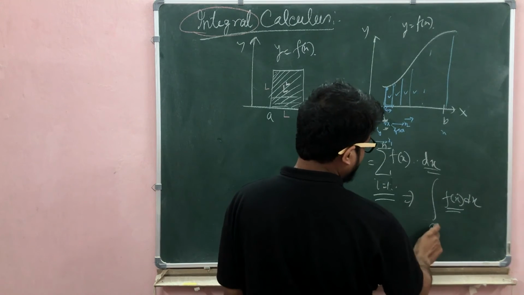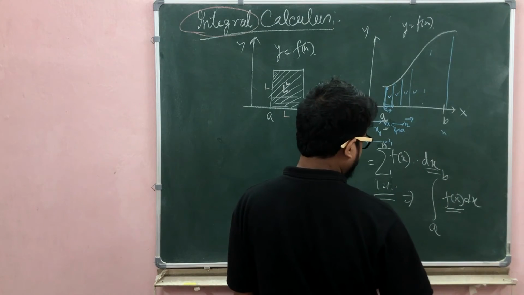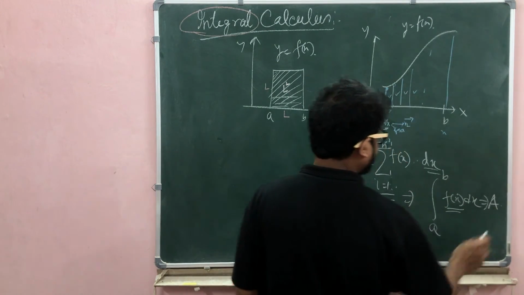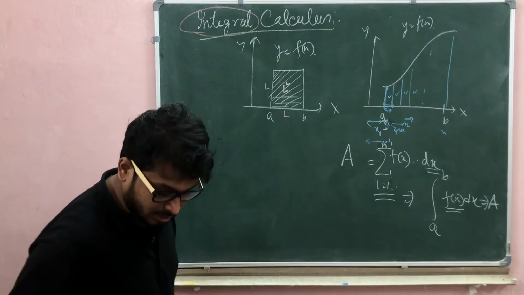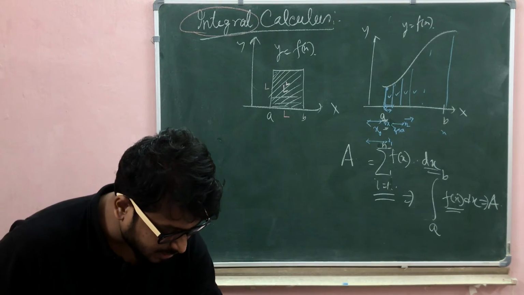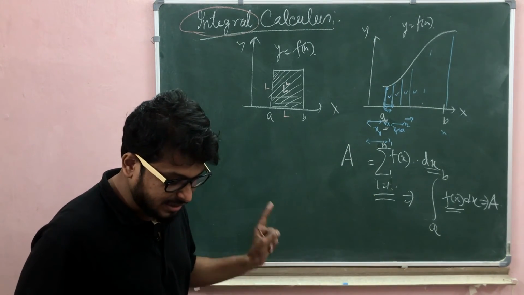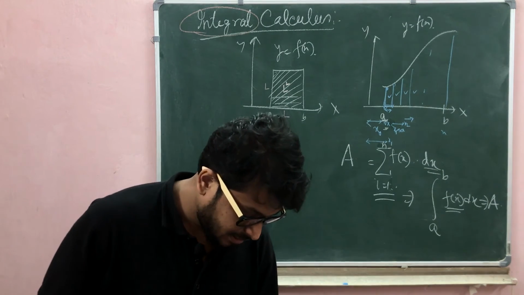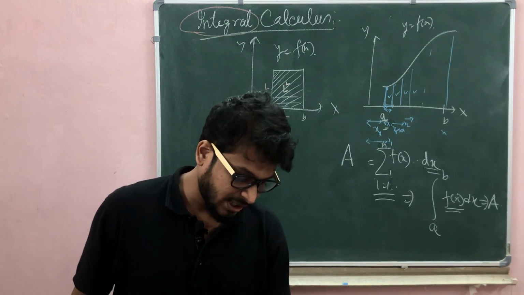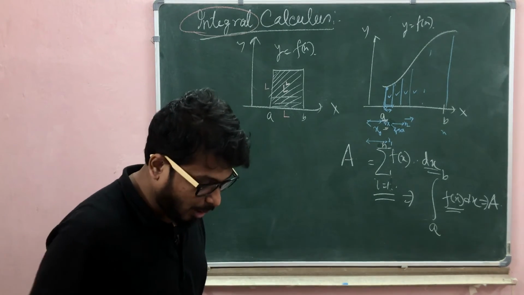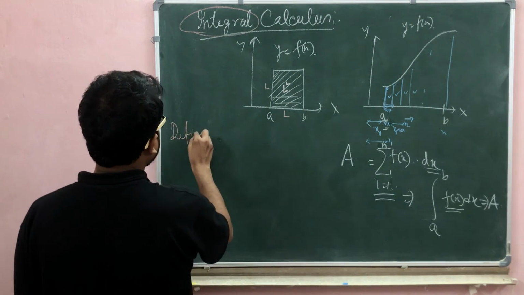Here a, the starting point, is called the lower limit, and b, the ending point, is called the upper limit. So this is our area A, and this type of integration is called a definite integral. What does it mean? A definite integral means it has a given boundary. If the boundary is not given, that integral is known as an indefinite integral.